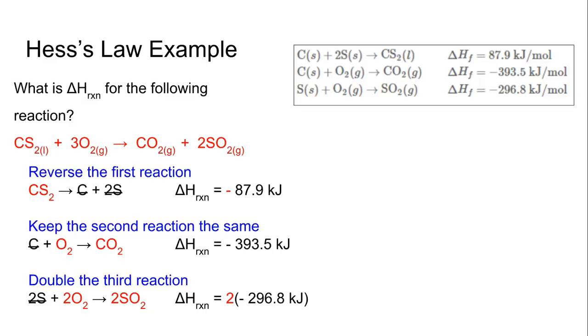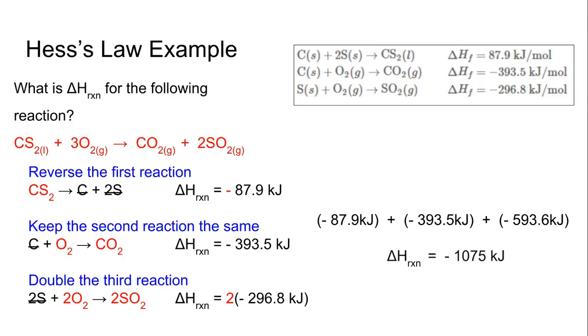So in order to do that, we also add their delta H of reactions. If you look at it, the first reaction was negative 87.9 because we had to reverse the sign. The second reaction stayed the same at negative 393.5. And the third reaction, we had to multiply negative 296.8 times 2, which gave us negative 593.6 kilojoules.